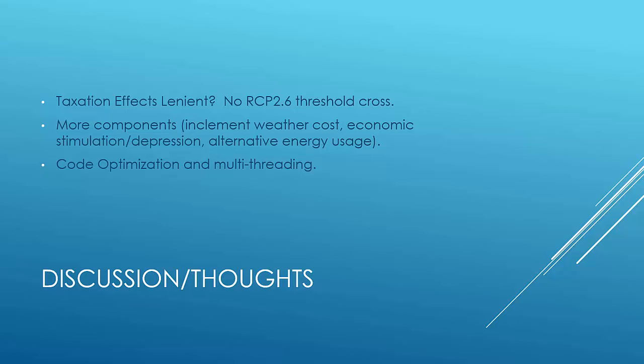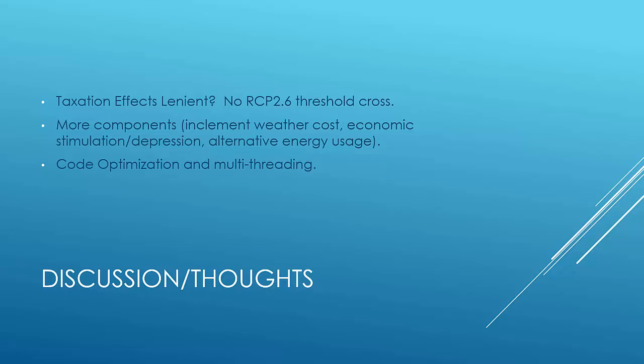I was pretty surprised at how things lined up. I covered a large range of the RCP projections with my tax assumptions, except for RCP 2.6. I was never able to cross low enough on that threshold at any kind of taxation I thought was reasonable. That could be due to not having as many components as I should have, such as reforestation and things like that. In the future, I'd like to add more components to this: inclement weather cost, economic stimulation or depressions due to the taxation, and alternative energy usages to create your fuel and things like that.